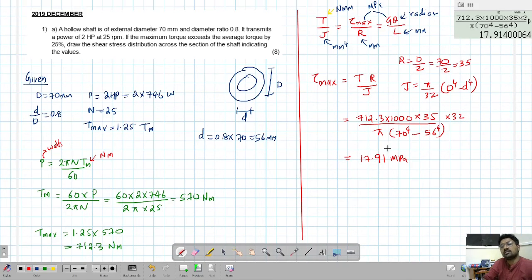Now, where is this shear stress? This shear stress will be at the edge of an element, this edge will have the shear stress, where r equal to R. Okay, so this is the maximum shear stress. Maximum shear stress will occur at the edge.